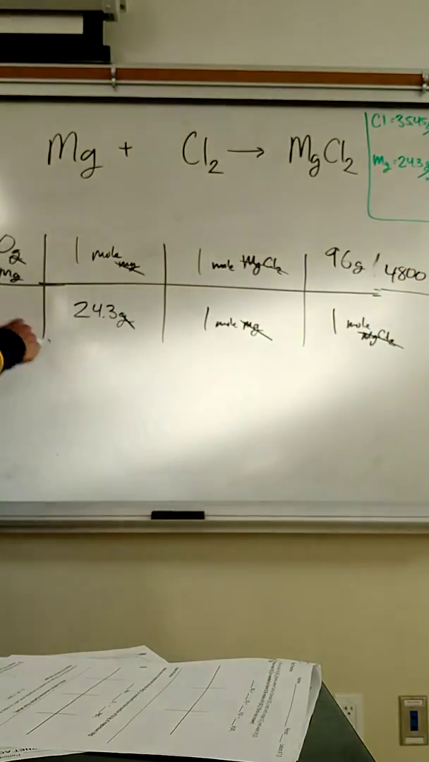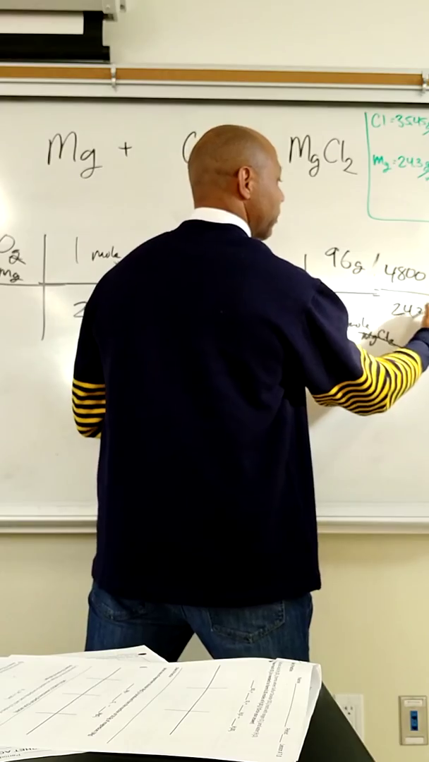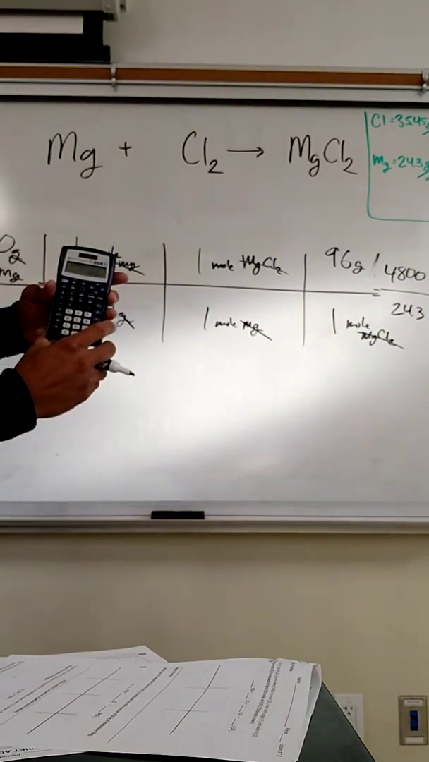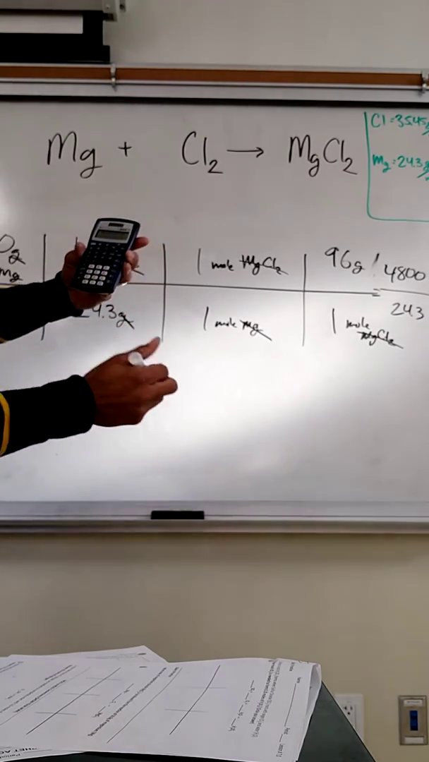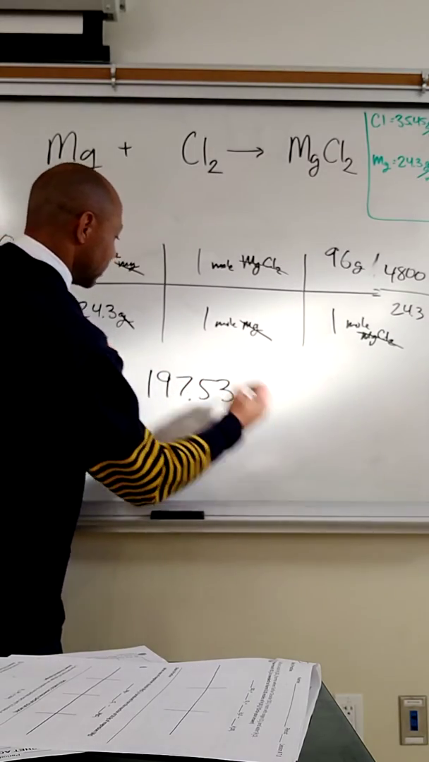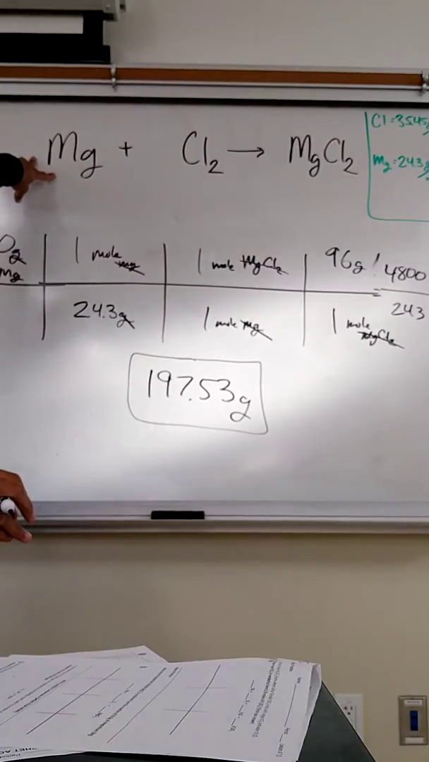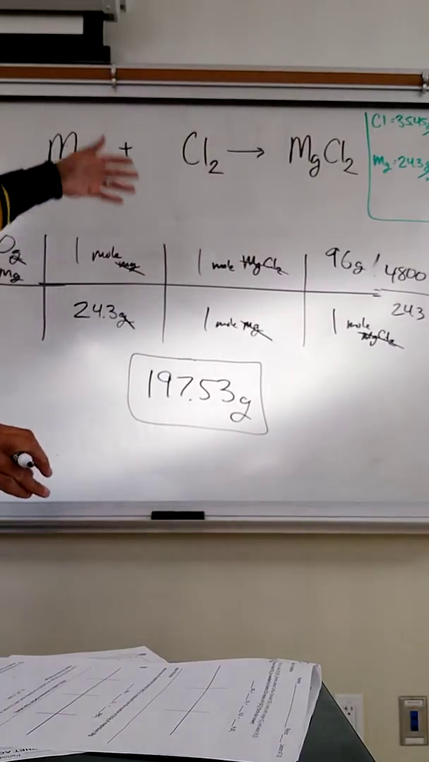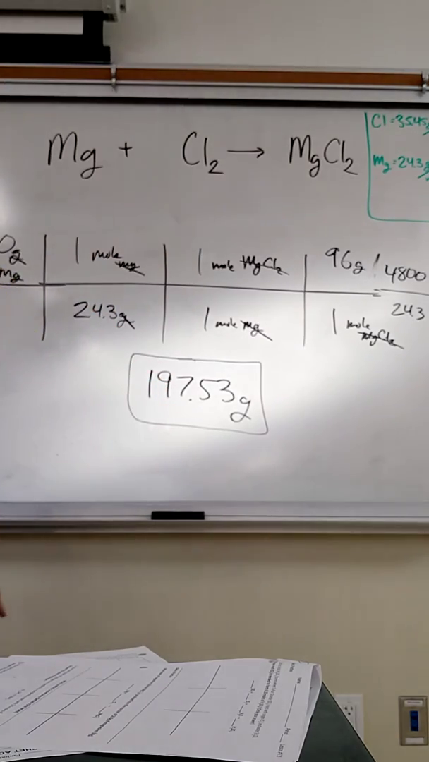Now I multiply across the bottom: 24.3 times 1 times 1, so this is just 24.3. When I do that in my calculator, I have 4,800, I divide it by 24.3, and I end up with 197.53 grams. So what this is saying is that if I had 50 grams of magnesium and combined it with a sufficient amount of chlorine, it will yield 197.53 grams of magnesium chloride.